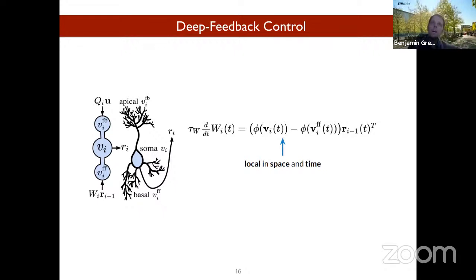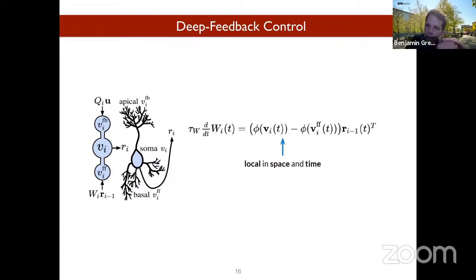Let me explain this. You have the activity of the neuron here. On the very right, you have the presynaptic term. On the left, you have a difference between activities. On the left you have the activity of the whole neuron integrating the forward and the backward input, and on the right, V_FF is the spiking activity just by means of the feed-forward input, right? So it's a difference.